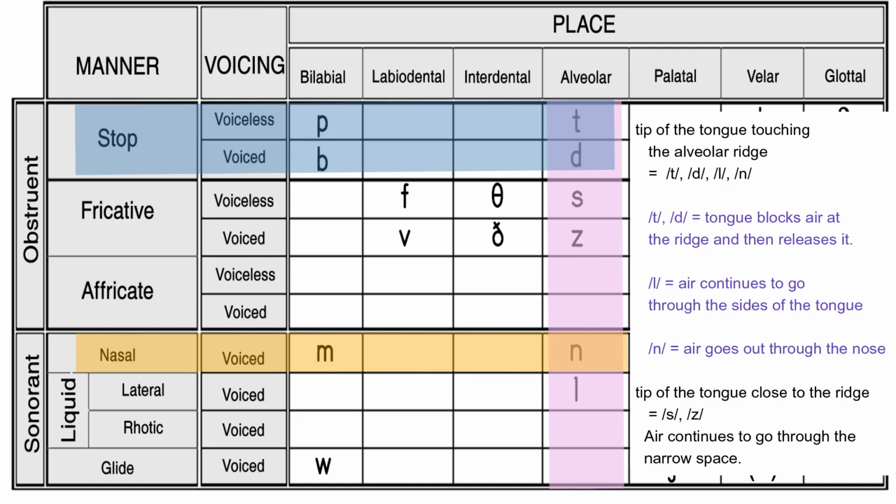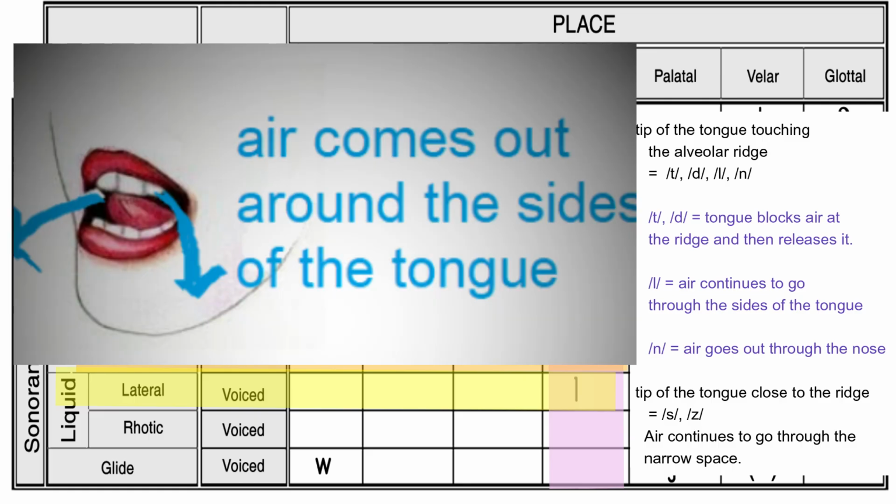The fricatives sa and za are also produced at this place of articulation. The tip of the tongue is at the alveolar ridge, but it does not touch the ridge. Air escapes from this narrow space. The liquid la is also an alveolar consonant. The tip of the tongue touches the ridge, but the sides of the tongue do not touch anything, so air flows out around the sides of the tongue.